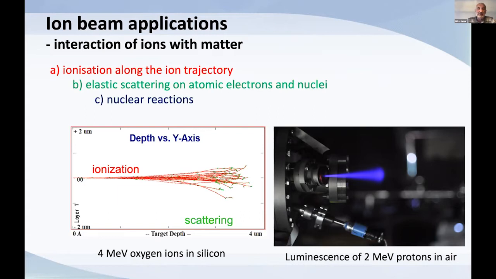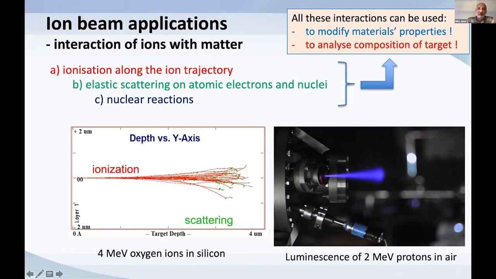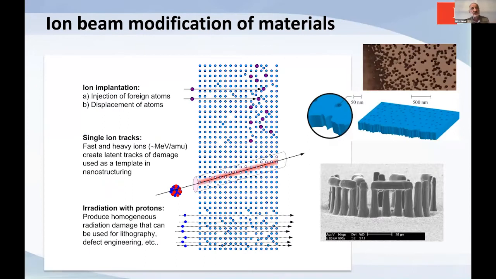But what is not mentioned here yet are nuclear reactions. This is the third product, and all these three products can be used for some purpose, either to modify material properties or to analyze the composition of the target. I will not today speak about ion beam modification of materials, which is one very important application of these accelerators. This is just the only slide to indicate what can be done. Ion implantation, which I mentioned already 2 times, is one of the most important. So you force a foreign atom to be injected into the material, something that chemistry cannot do in some cases.